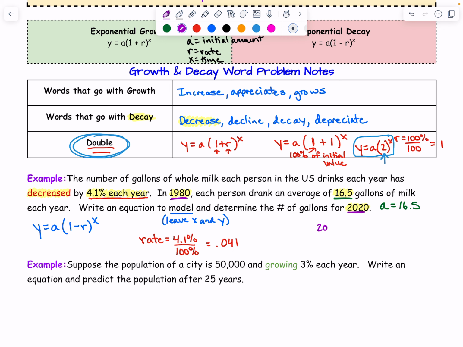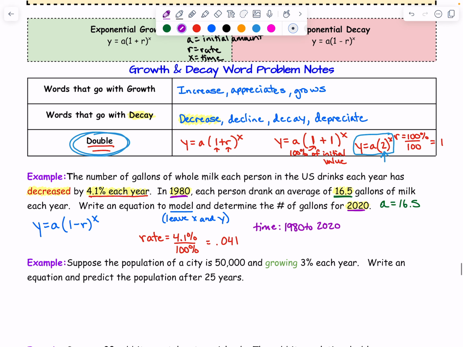But then they want to know the number of gallons in 2020. So you got to think of 1980 to 2020. Let me order them in the right way, the smallest to largest. And that is going to be the time that has passed. So from 1980 to 2020, if we need to figure that out, we can just subtract. So 2020 minus 1980 would be 40 years. So we have lots of good information. Now let's go back to this model of the equation.